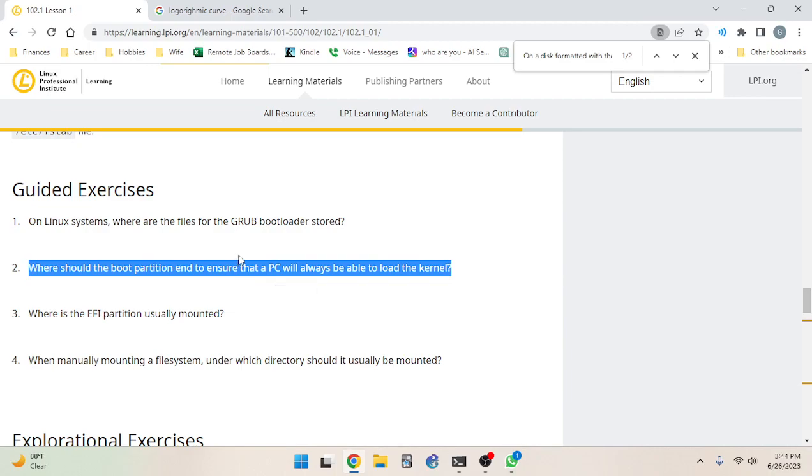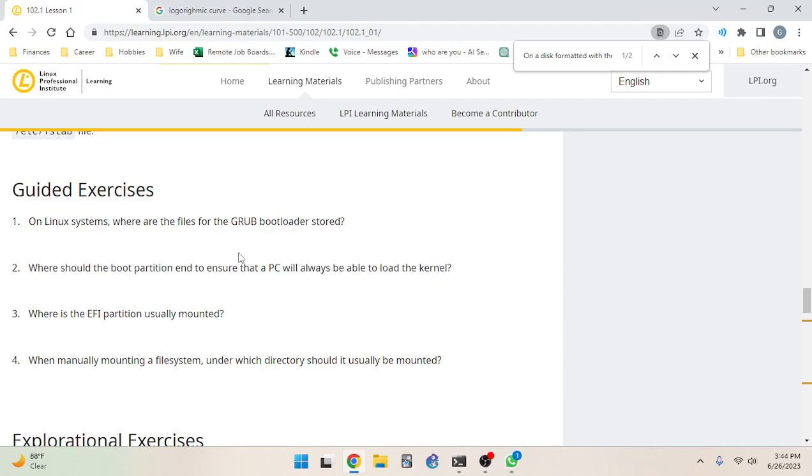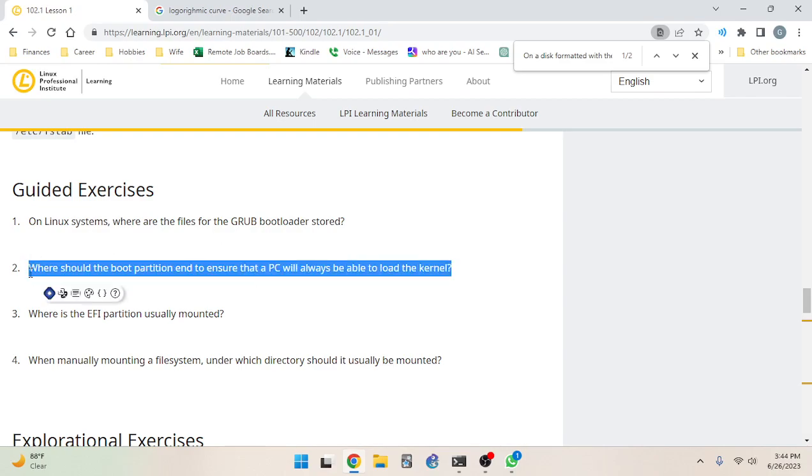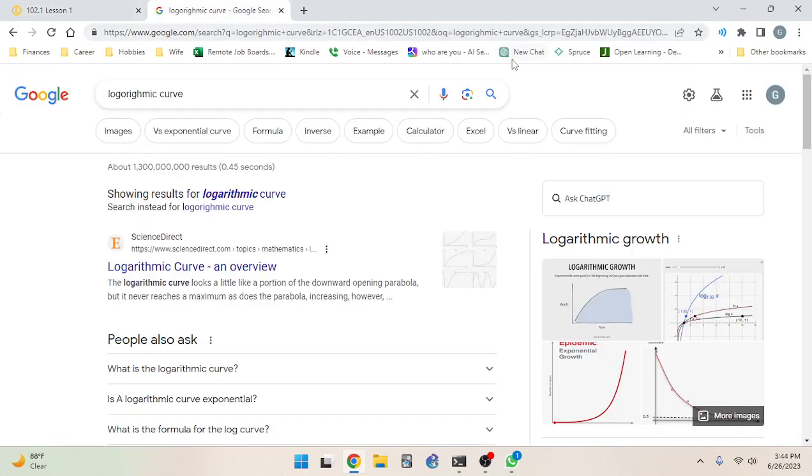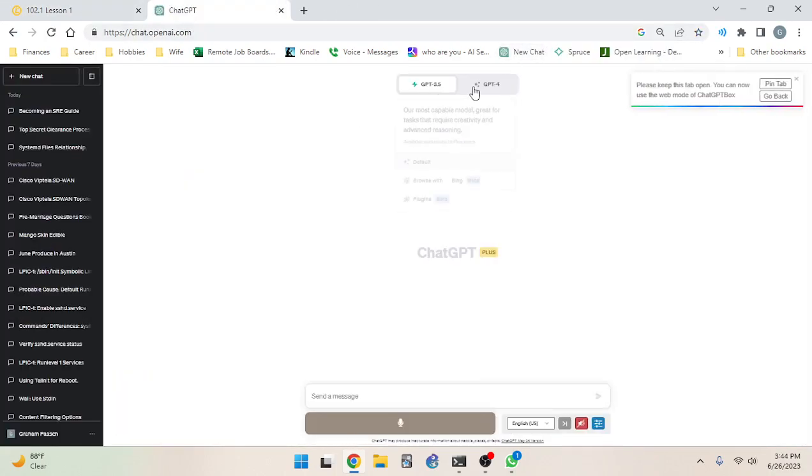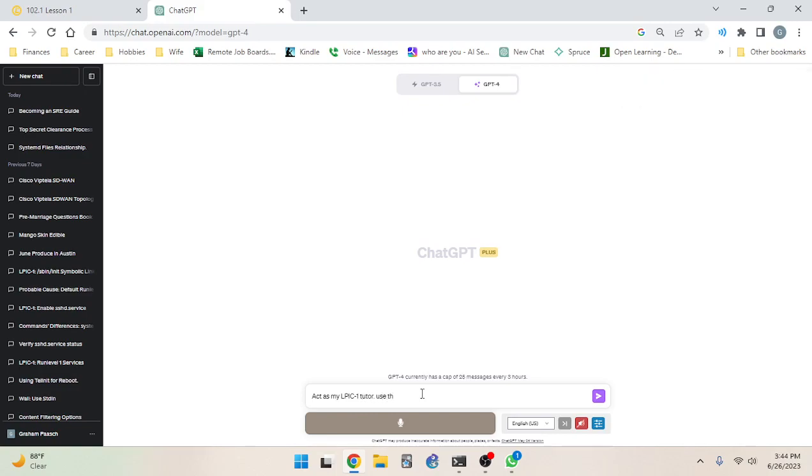The second question is, where should the boot partition end to ensure that a PC will always be able to load the kernel? And this one I don't know, so I'm going to use ChatGPT 4 as my personal tutor. So I'm going to say, act as my LPIC-1 tutor, use the Socratic method to teach me the answer to this question.